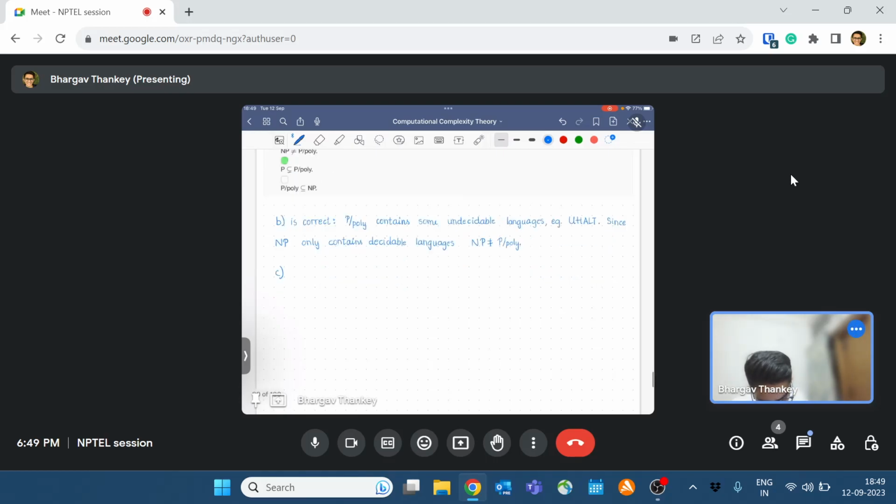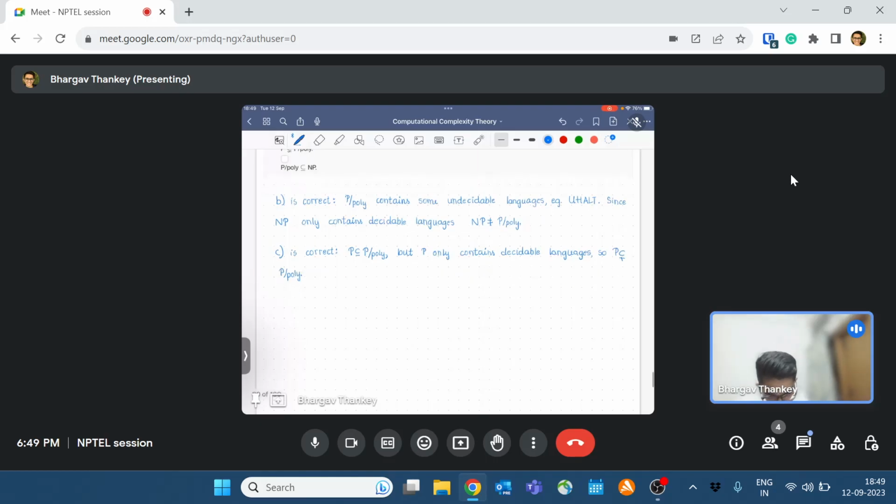Similarly, for option C, P is definitely contained in P/poly, but P also only contains decidable languages. So P is strictly contained in P/poly. And now let's see why A is correct.